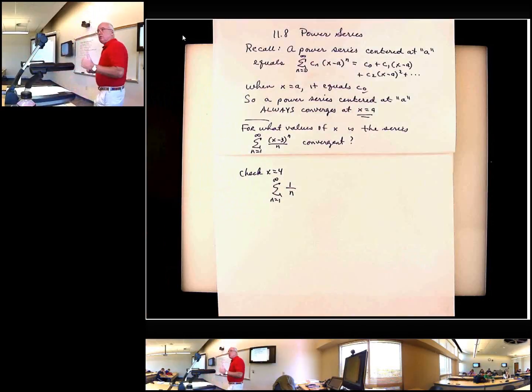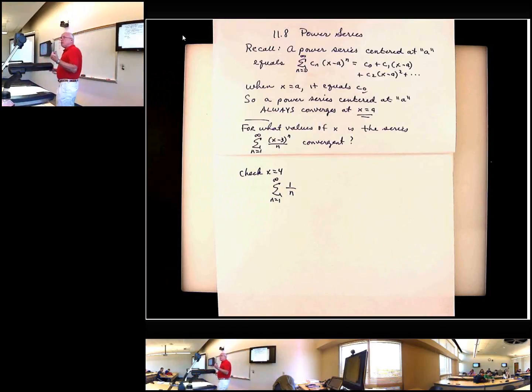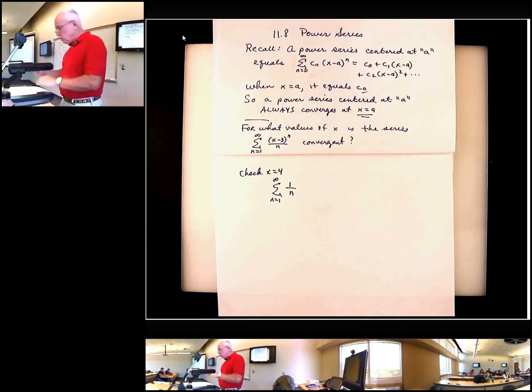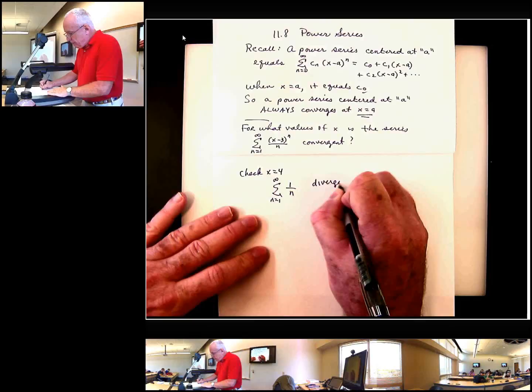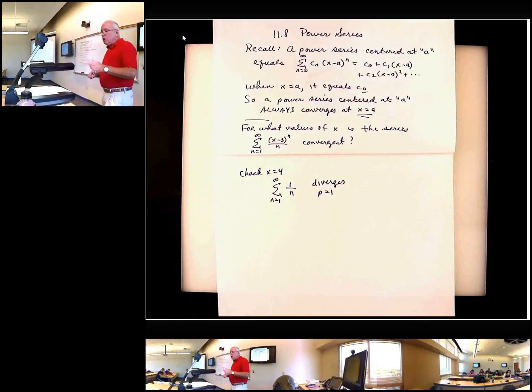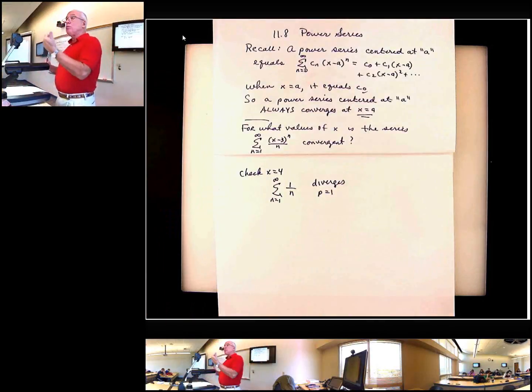Now you guys should know by now that this series does what? Converge or diverge? It diverges. It's a p-series with p equal to 1. It diverges. So we know that x equals 4, the other endpoint, is not where it converges.